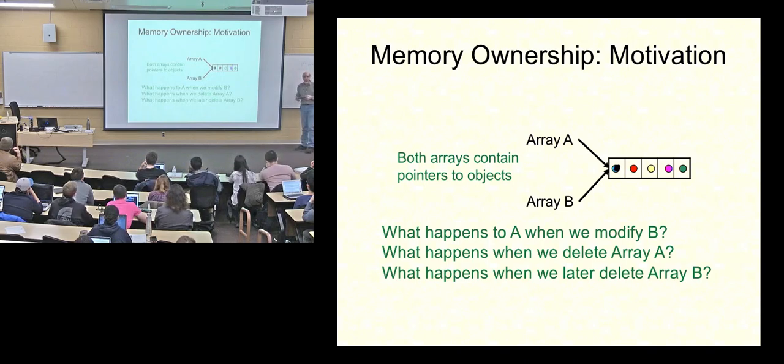What happens now when I delete array object A? Let's assume I actually did something right and I've got a destructor. So when object A gets deleted, what happens?